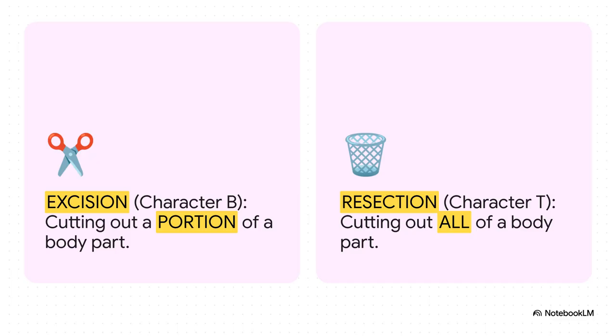Excision, that's character B, means you are cutting out a portion of the body part without replacement. Resection, which is character T, means cutting out all of a body part. Let's look at MS-DRGs 709 and 710 for penis procedures. Getting the surgeon's operative report right is just paramount here. For example, coding a partial penectomy for penile carcinoma, that maps to an excision. But a total penectomy with a groin lymph node dissection, that maps directly to a resection.